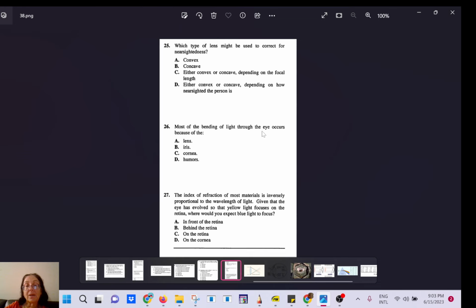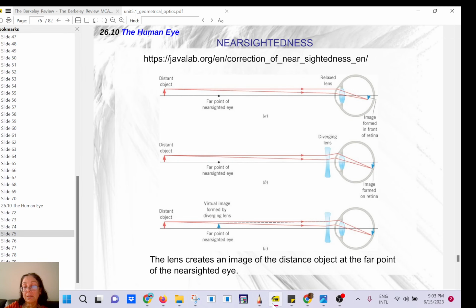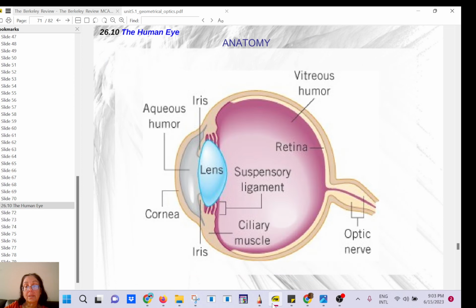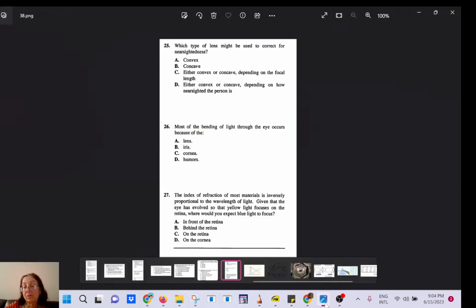So most of the bending of light through the eye occurs because of, here you just have to know that. Okay, it's taking us back to the anatomy of the eye. So you have different components: the cornea, this liquid here, the lens, that liquid there. And the most refraction happens because of the cornea, because it has the smallest curvature. So that is just something to know. So the answer is C.